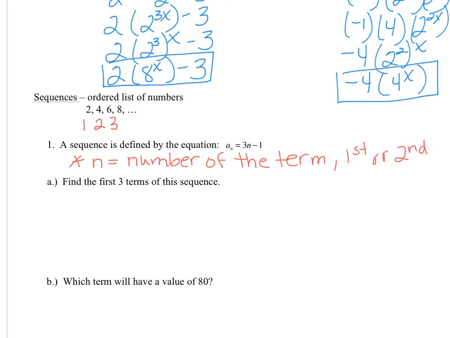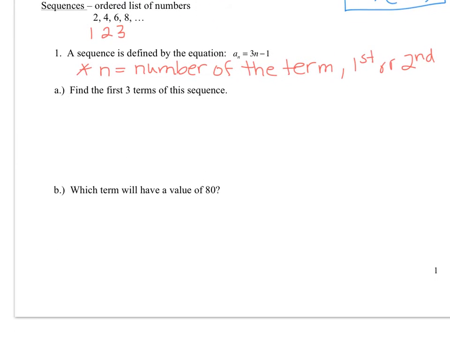Okay, with that being said, they want us to use 3n minus 1 to find the first 3 terms of this sequence. Okay, I can do that. And the way we're going to do this, we're going to use what's called the chart method. We're going to set ourselves up a chart so it's easier to kind of look at. And it's going to come here, and that's the number of term that we're going to be looking at. 3n minus 1 is what we're plugging our term into.